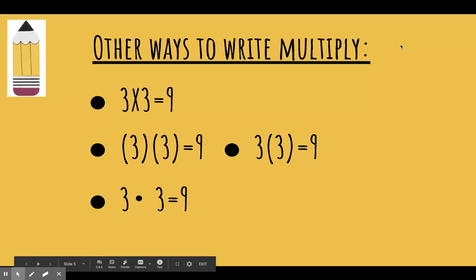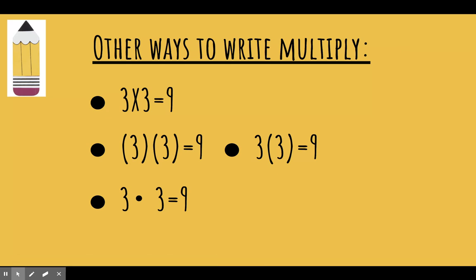Okay, so let's go back into our PowerPoint, and I just want to show you two things. So on this slide, we're going to talk about other ways to write and multiply. In the examples in the video, I'm sure you saw a bunch of different ways that she wrote multiply on the screen, and I don't want you to be confused. So the first one is the one that you've probably seen a lot of. 3 times 3 equals 9. It looks like an X in the middle, with the multiplication sign.